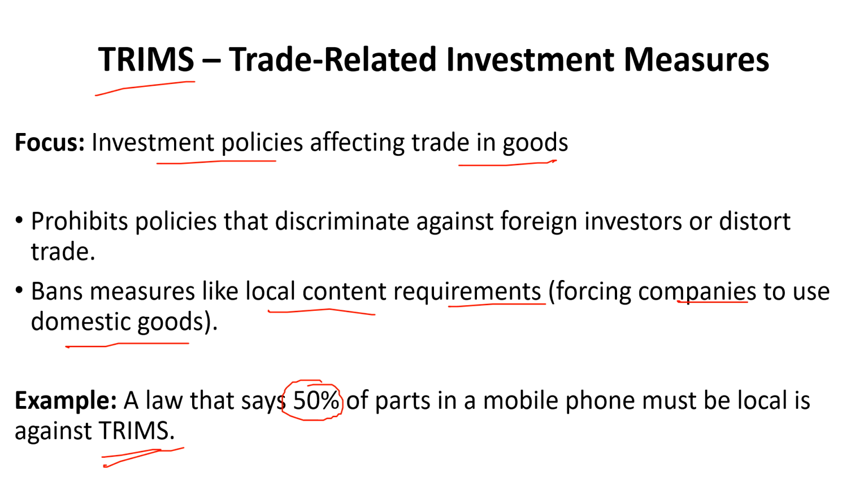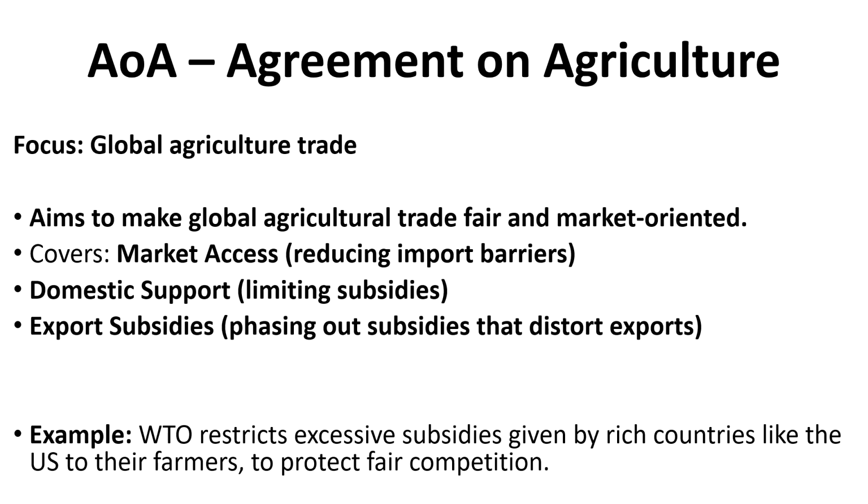Similar agreements are there, like GATT and GATS. Understanding? One is focusing on products, the second is focusing on services. Then we have TRIPS and TRIMS. One is focusing on intellectual property rights, and the second is focusing on investment measures, right? Next is AOA, Agreement on Agriculture.